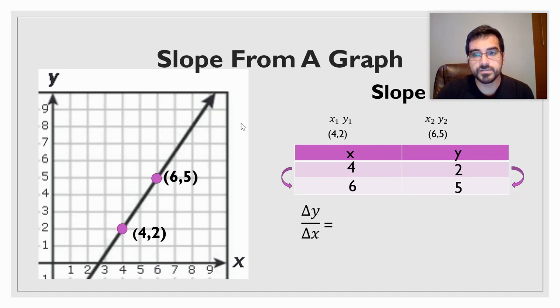I know this is equal to 5 minus 2. My delta x will be equal to 6 minus 4. 5 minus 2 is equal to 3. 6 minus 4 is equal to 2. And I cannot simplify this, so 3 over 2 is my slope.